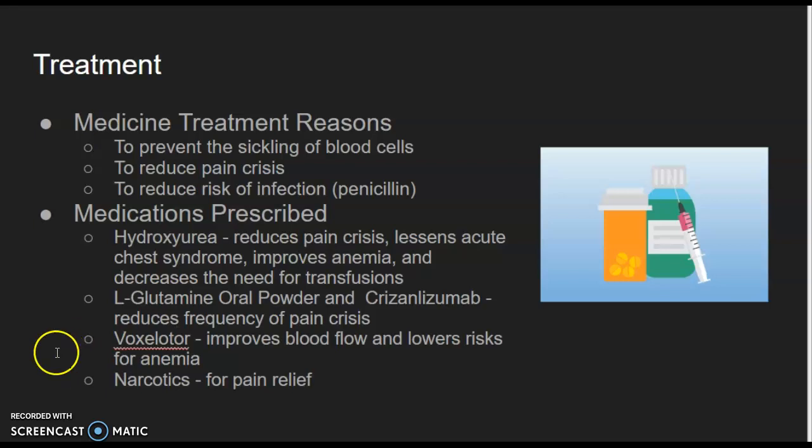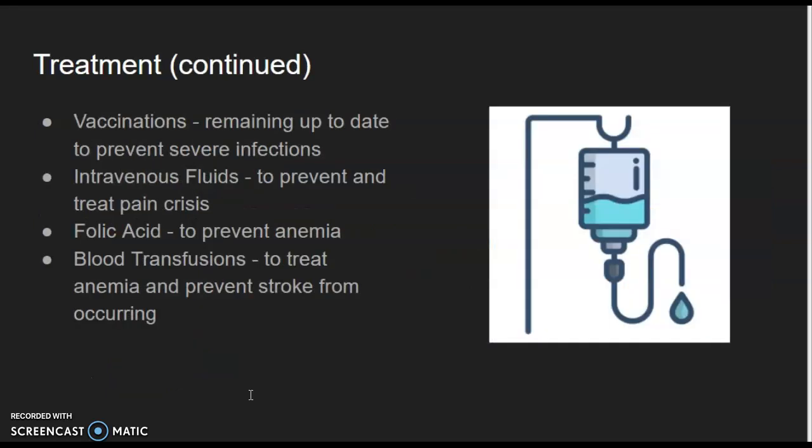Also, voxelotor improves blood flow and then lowers risk for anemia. There's also narcotics for pain relief. Other treatments include vaccinations, remaining up to date to prevent severe infections, intravenous fluids to prevent and treat pain crisis, folic acid to prevent anemia, blood transfusion to treat anemia and prevent stroke from occurring.